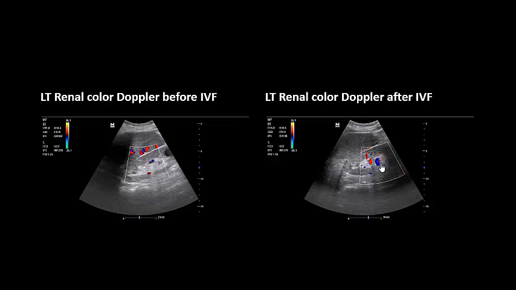You just put the abdominal probe to get the kidney, and you will fire the color Doppler, and you will follow as long as you are giving IV fluids. You will follow. What else?